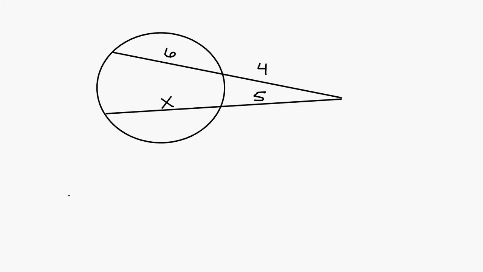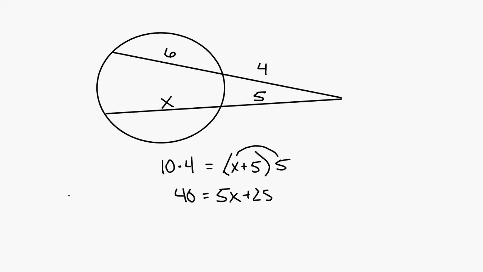All right, so we'll try it again. We got the entire secant is 10 times 4, right? 10 times its outside equals the entire segment, x plus 5, times its outside piece, which is 5. So 40 is going to be equal to x times 5 is 5x, and 5 times 5 is 25.